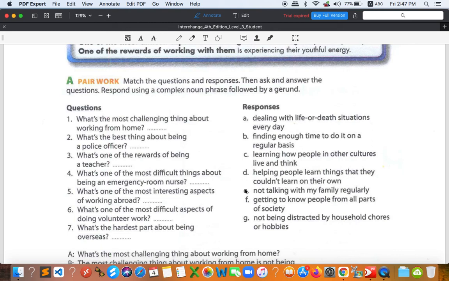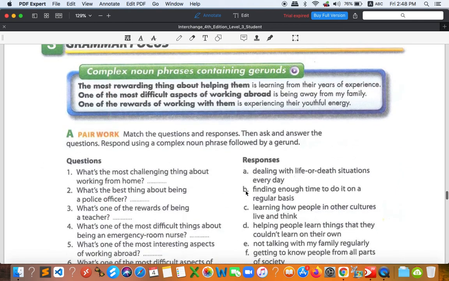So once again, 1G, 2F, all right, 3D, 4A, 5C, 6B, and 7E. All right. Okay, so I think that's it for this video.